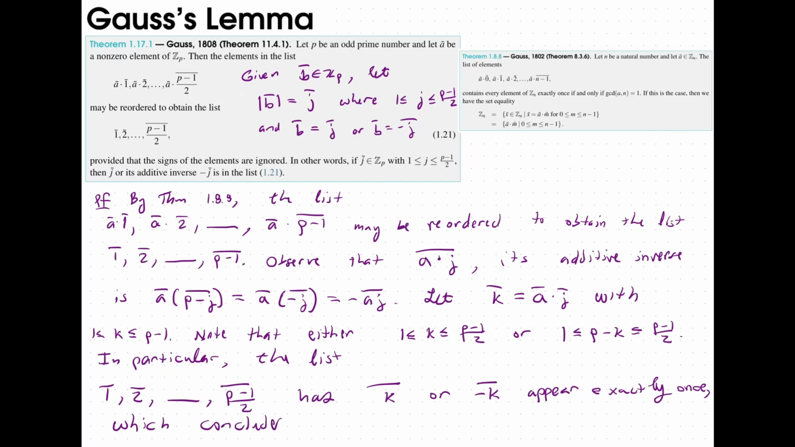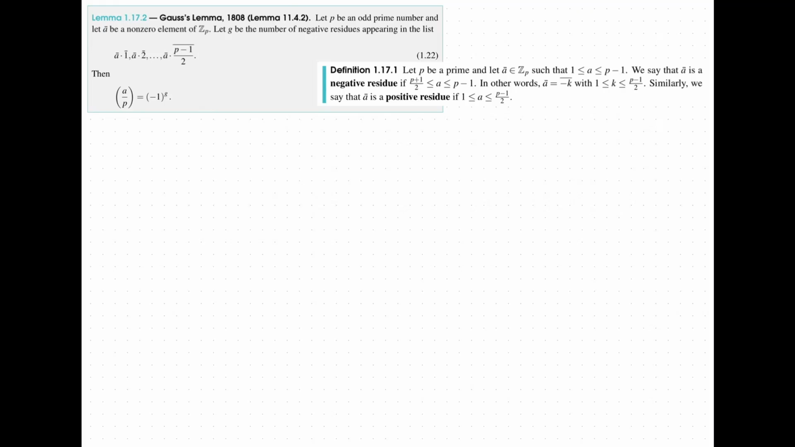And so now we are ready to prove Gauss's lemma. So here's Gauss's lemma, and we actually have already done the hard work. So before we state Gauss's lemma, let me just go ahead and go through this definition, which is this book's way of talking about that absolute value I just mentioned.